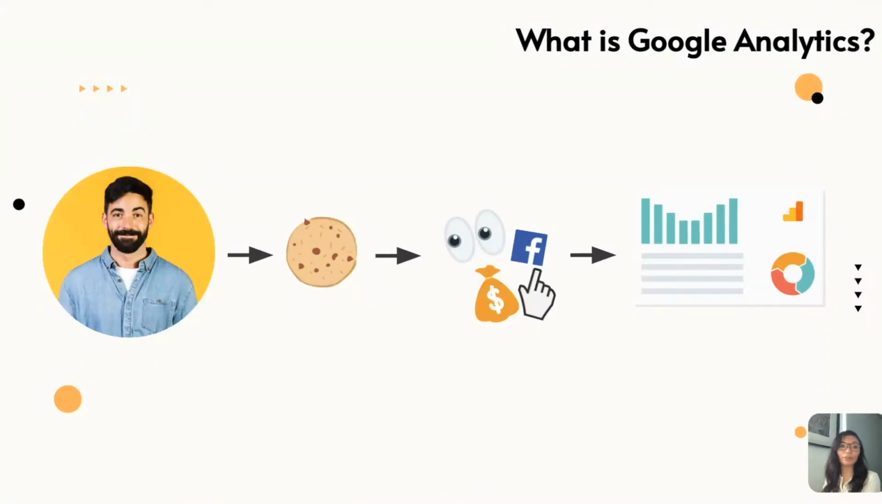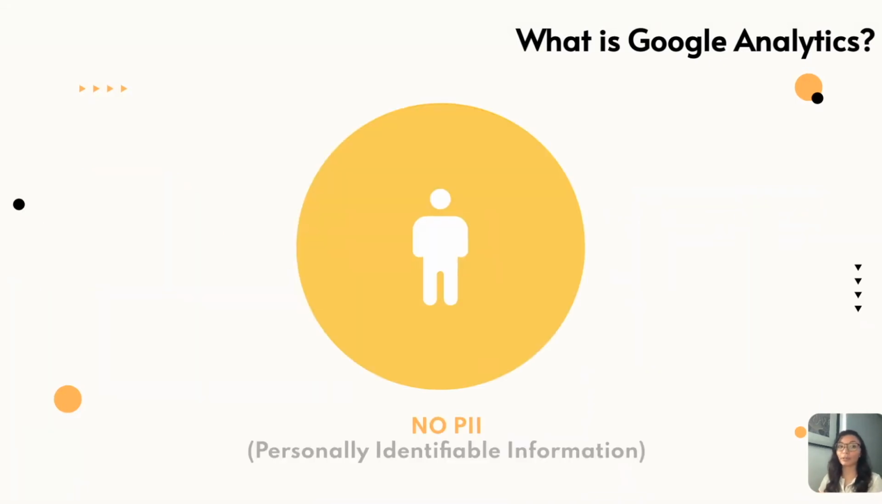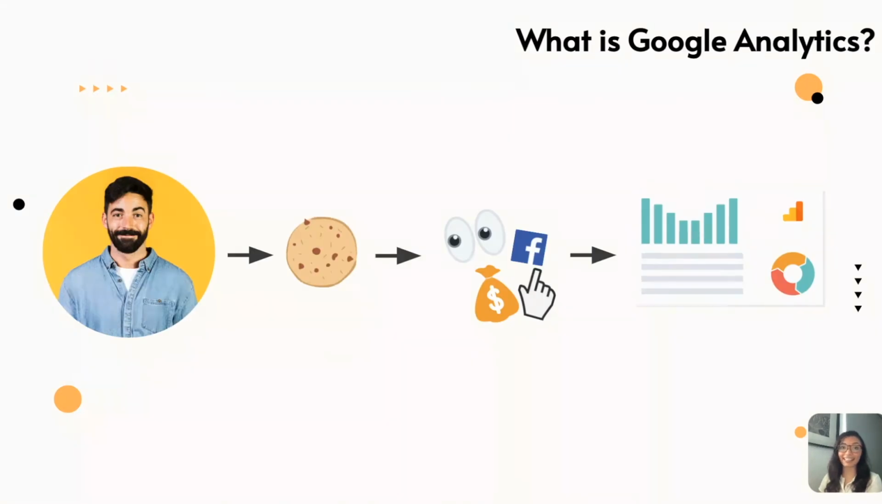So this is the flow. Casey has accepted the welcome cookie. He's been browsing the website. Google Analytics has collected his information, put it into the interface, and now we can analyze what he's been up to. However, we don't actually know that this is Casey.